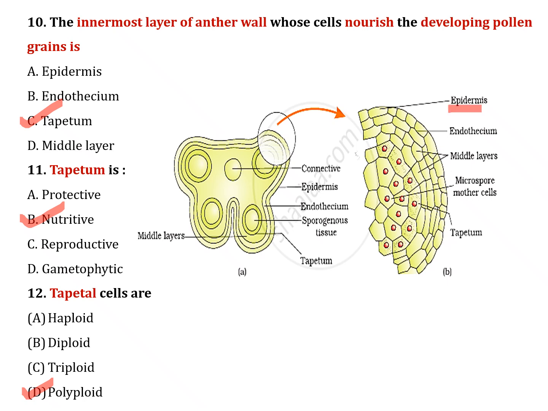This is the epidermis layer, then endothelium, and below the endothelium middle layer is present, and below the middle layer tapetum wall is present, and which provide nutrient to the developing microspores.